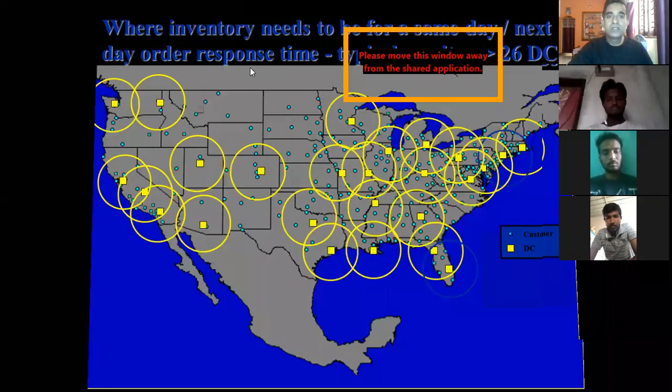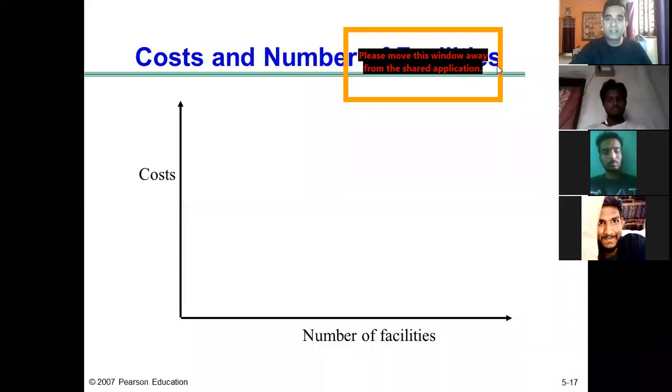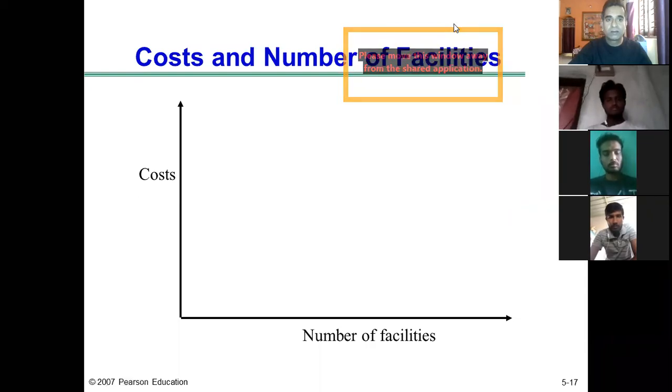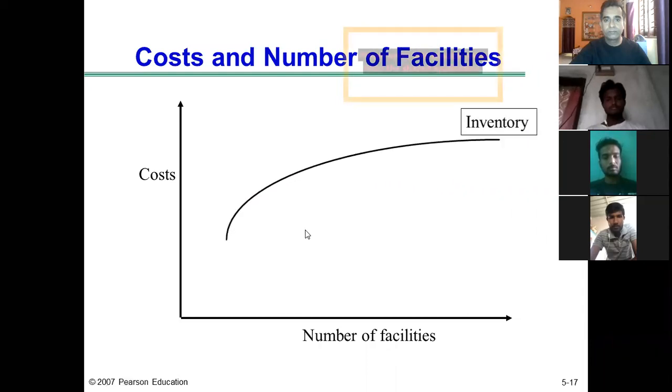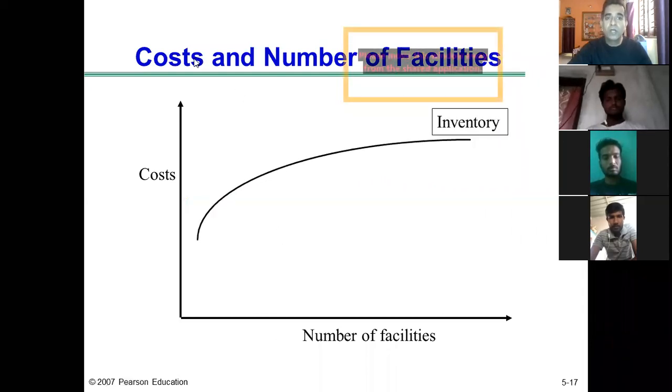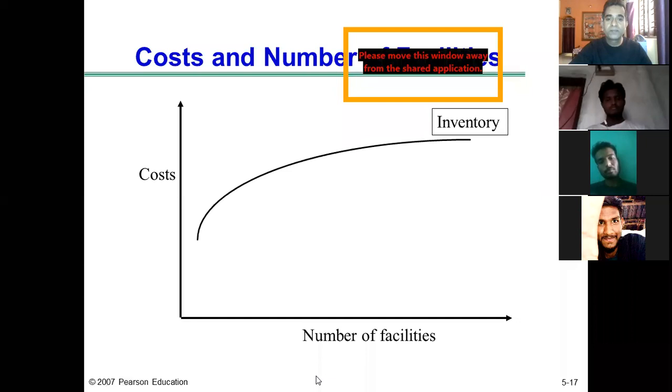Now some more related concepts: costs and number of facilities. So how are costs and number of facilities related? What you can see here on the y-axis is the costs from low to high, and on the x-axis the number of facilities from few to many.